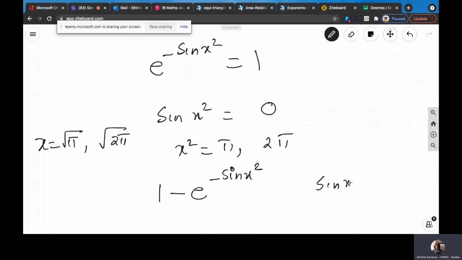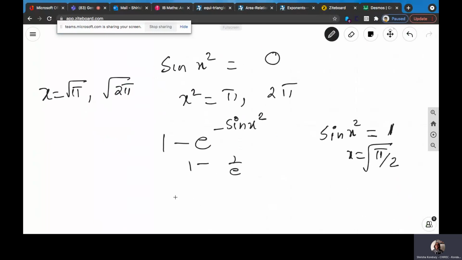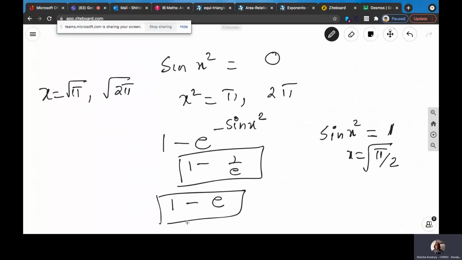If sine of x square is going to become equal to 1, which means x has to become equal to square root of pi by 2, at that place this is what the value of the velocity will be. And when sine of x square is -1, then I'll get 1 minus e, so I have 1 minus 1 upon e or 1 minus e. Let's see if those are the values of my maxima and minima.